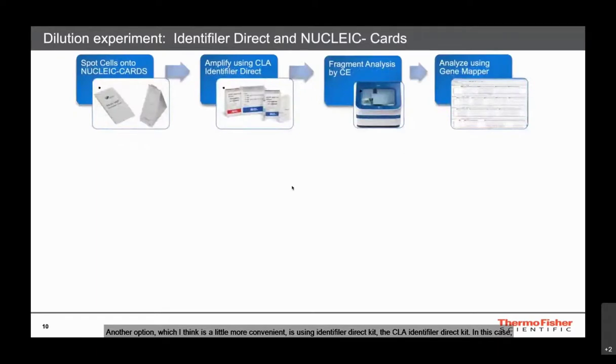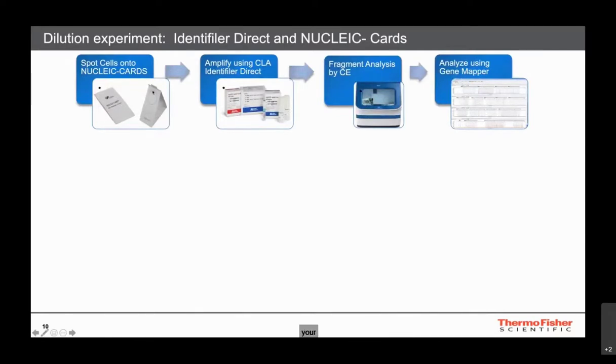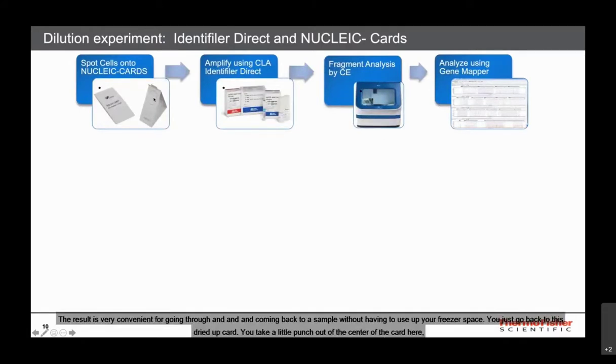Another option, which I think is a little bit more convenient, is using the CLA Identifier Direct Kit. In this case, what you do is you spot out some of your cell line that's in PBS or cell growth solution or something like that on these nucleic cards. These nucleic cards are treated paper that will lyse the cells and immobilize DNA and stabilize the DNA on the card itself. This provides a dried spot then, which is very convenient for going through and coming back to a sample without having to use up your freezer space.